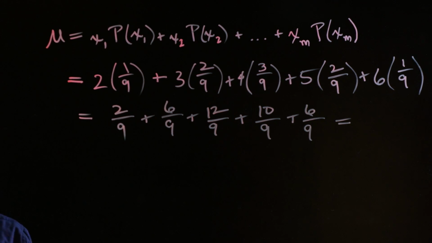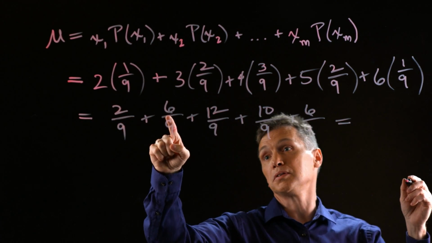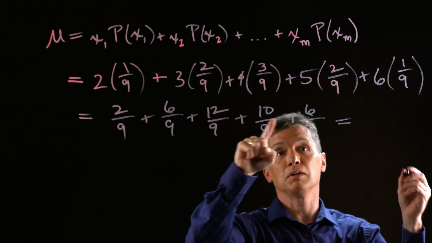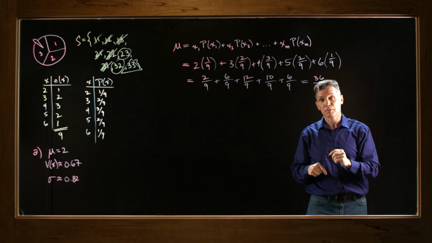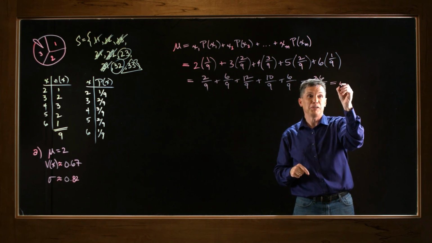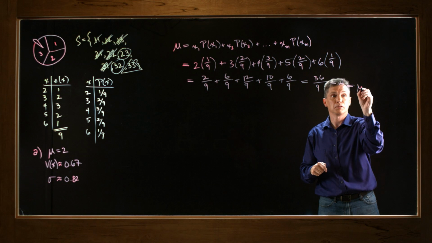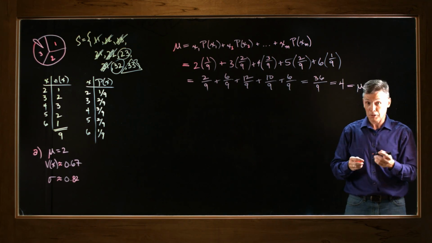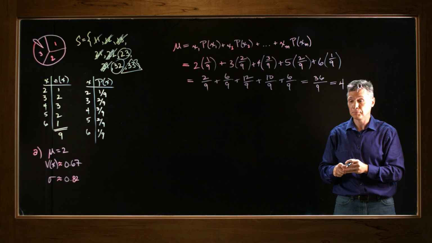Adding the fractions with a common denominator, we'll just add up the numerators. So 2 plus 6 is 8. 12, that gets me to 20. 30, 36 over 9. Reduce it, not too bad to do in our heads. And we'll get a mean of 4. So that's our first answer. The mean of this variable is 4.